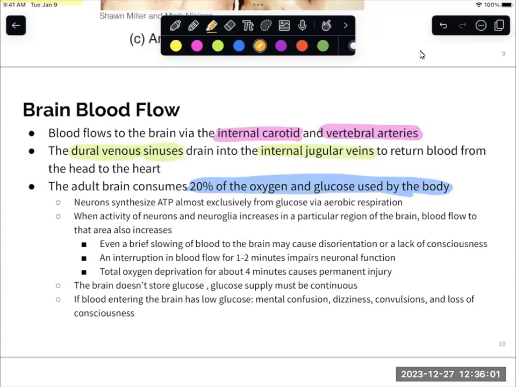We mentioned the different ways to make energy in the skeletal muscle chapter. The brain uses almost exclusively glucose through anaerobic respiration, or aerobic. I read that wrong. Through aerobic, because we're using that oxygen. So if we're using that oxygen and that glucose, we are using aerobic respiration.